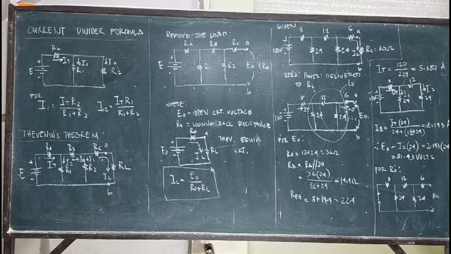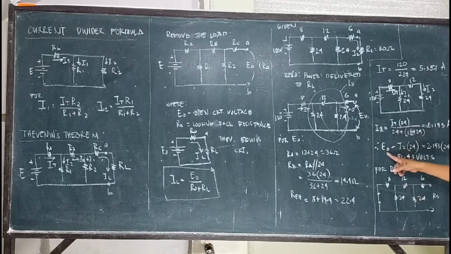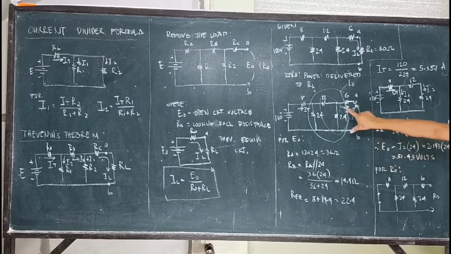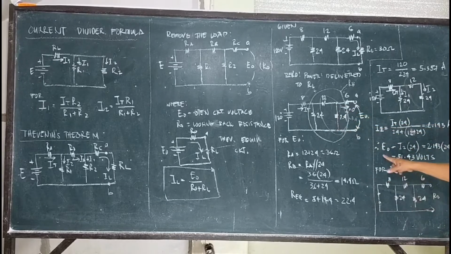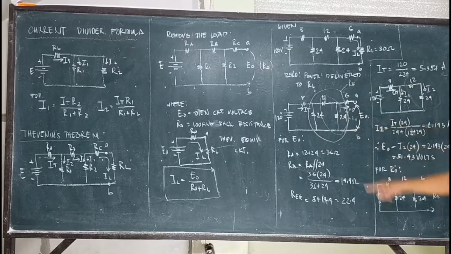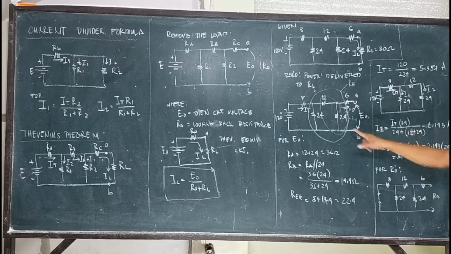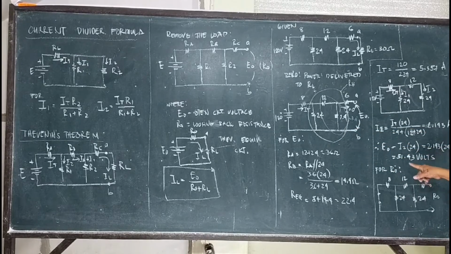Then, again, sabi ko, si E sub O can be solved now using the voltage drop dito. So E sub O is equal to I sub 2, yun, kinuha natin yan, times 24, that is equal to 2.143 times 24. So E sub O is 51.43 volts. Okay.